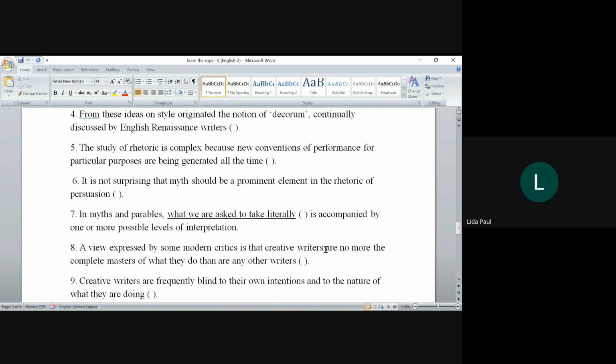In myths and parables, what we are asked to take literally is accompanied by one or more possible levels of interpretation. The underlined part, yes. What we are asked to take literally is your subordinate clause. Okay. Now, what kind of subordinate clause?